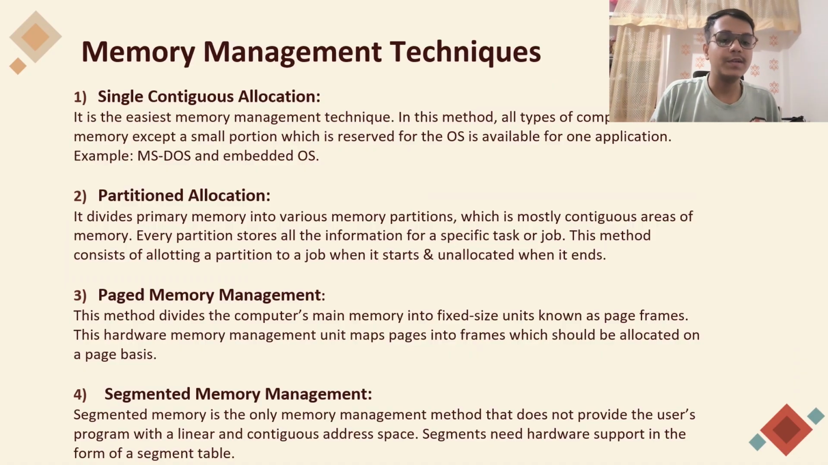Only one process is loaded into memory. Simple but outdated, used in MS-DOS. Partitioned allocation: memory is divided into blocks or partitions, one job per partition. Paged memory management: memory is split into fixed size pages and frames, eliminating external fragmentation. Segmented memory management: memory is split into logical segments like a function or array, and requires a segment table for tracking. Each method has its own use case depending on the system requirements.